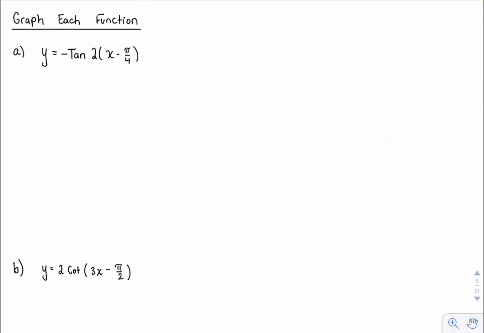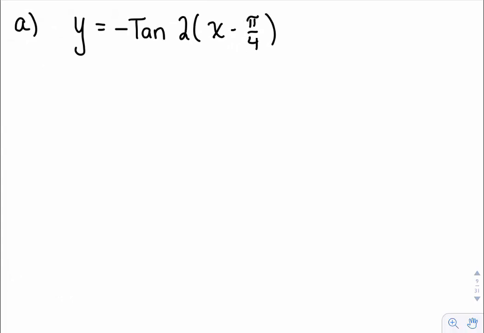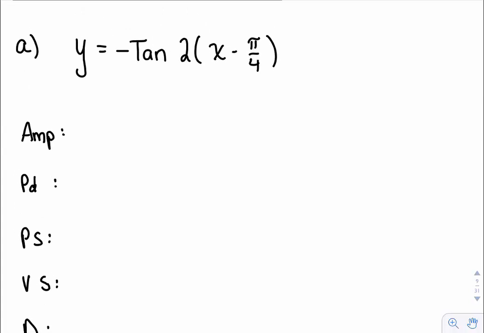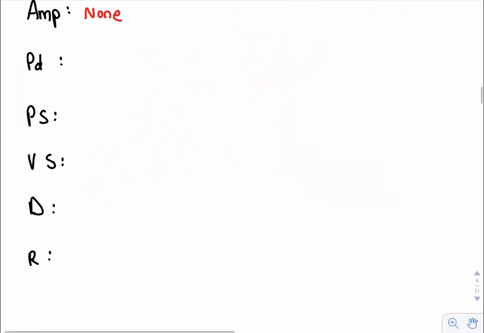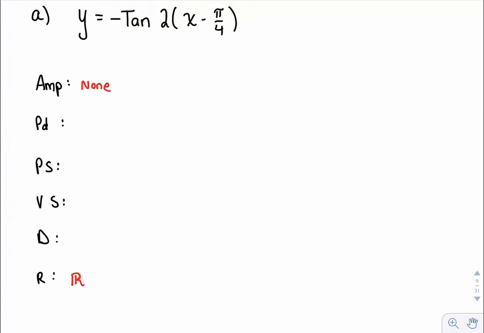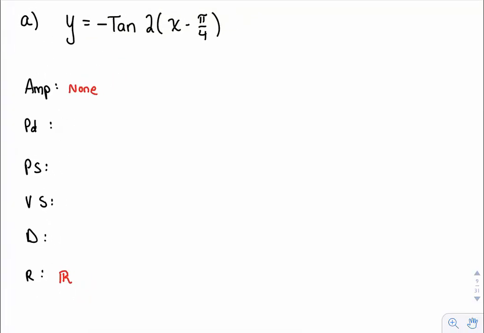So here we go. I got two graphs for you. I got a tangent and a cotangent. I'm trying to throw everything at you in these two examples. So I'm going to start here with tangent, and again, I'm going to go through all the same components each time: your amplitude, your period, your phase shift, your vertical shift, and your domain and your range. So as we do these, first off, just please know the amplitude is always going to be none, and your range, in this case, is going to go from negative infinity to positive infinity, so all real numbers. So those are two quick things that we can get right off the bat.